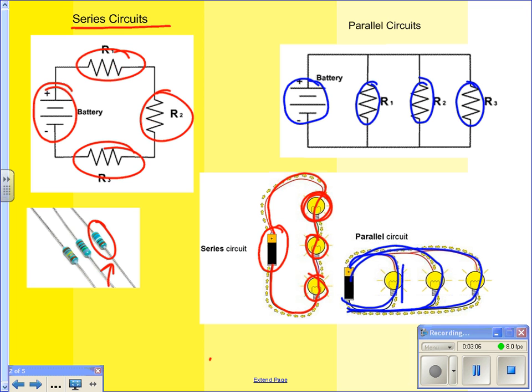So again, these light bulbs in this case are all lined up parallel to each other, whereas these light bulbs are all connected in series, one right after another. There's benefits and drawbacks to each type, and we'll explore those in class.